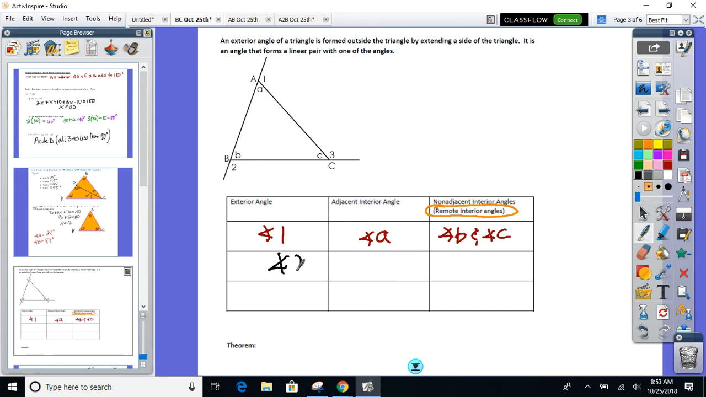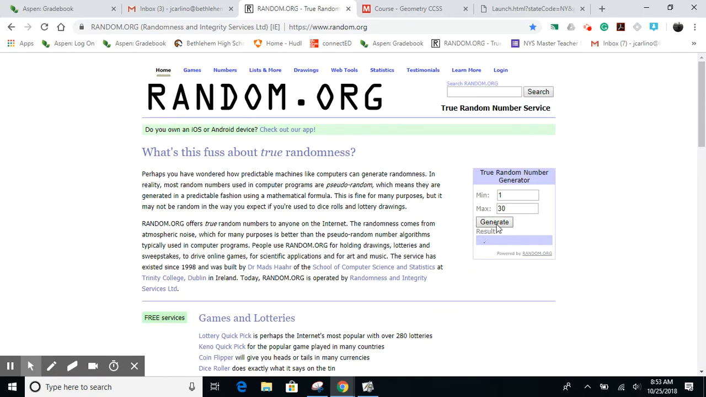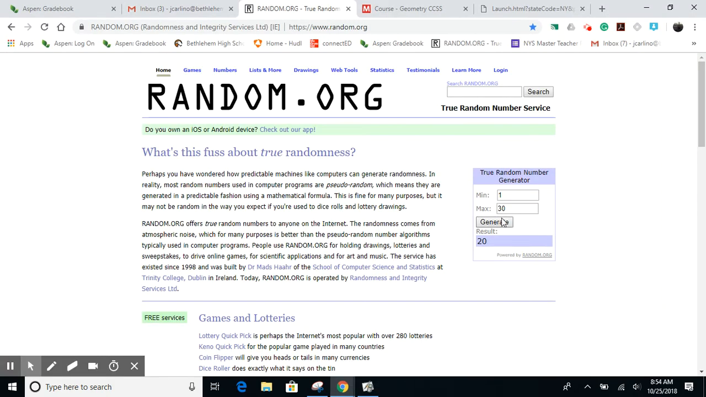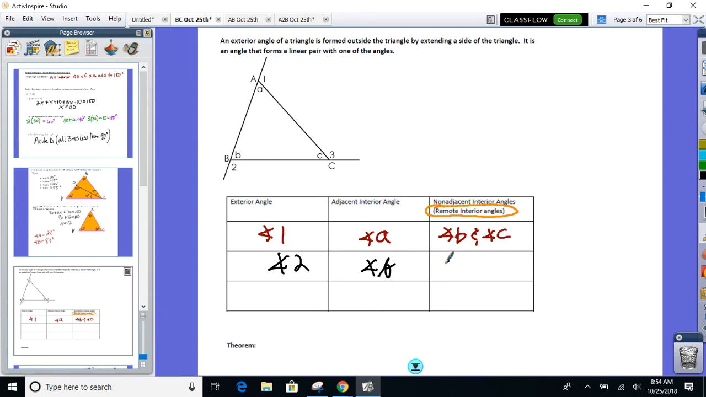So if I go angle 2, what's my adjacent interior angle? Angle lowercase b. And then what would make my remote interiors here? Angle A and angle C. And can we just fill in the other one here? Angle 3. Angle C and angle B and A.